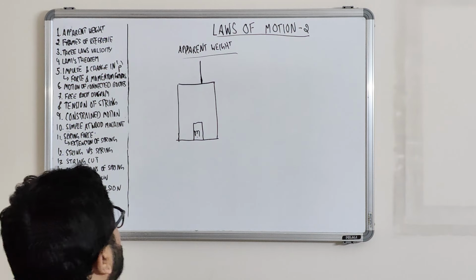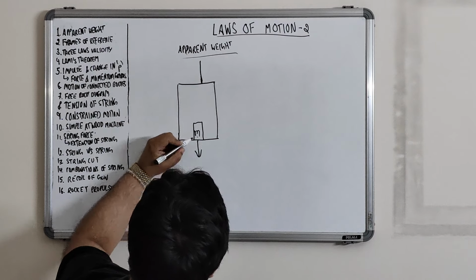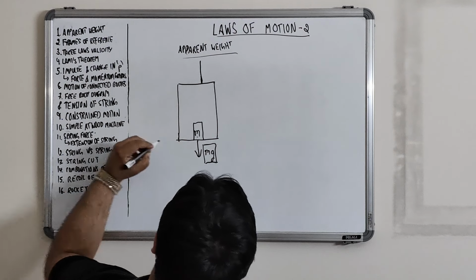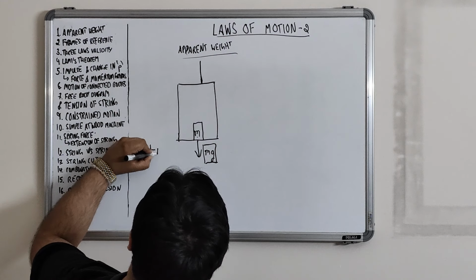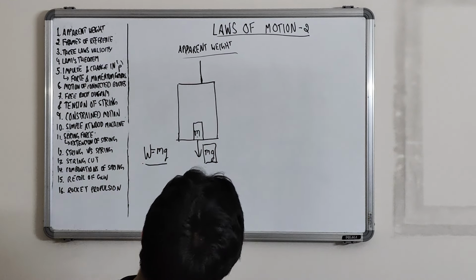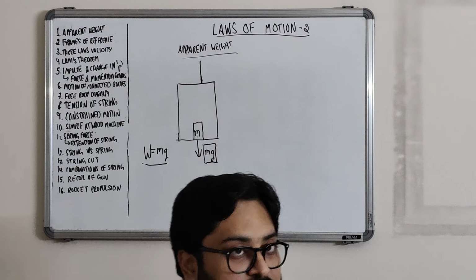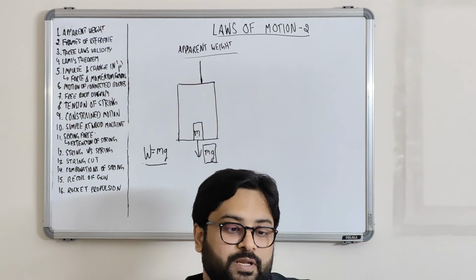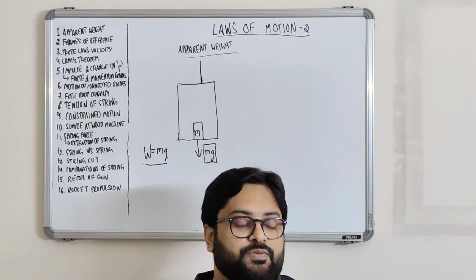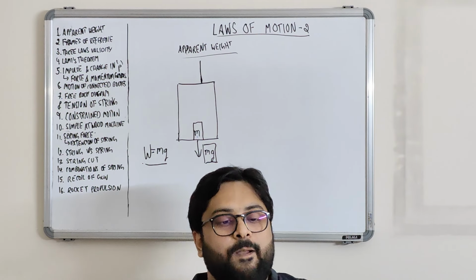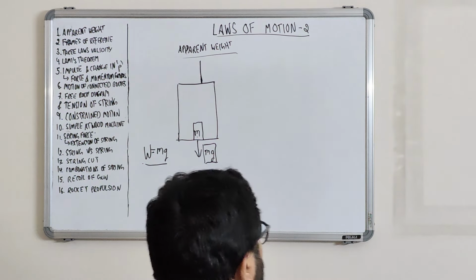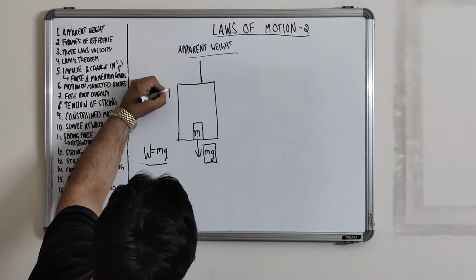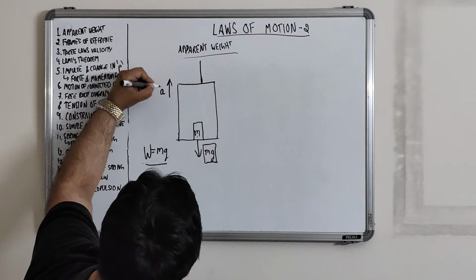If you observe, we have this weight, it's called m times g. M times g is the weight of the person when they are in the state of rest, well, relatively, let's say from an inertial frame of reference, they are in a state of rest. But in this condition, let us say the lift is moving up and the acceleration is upwards.